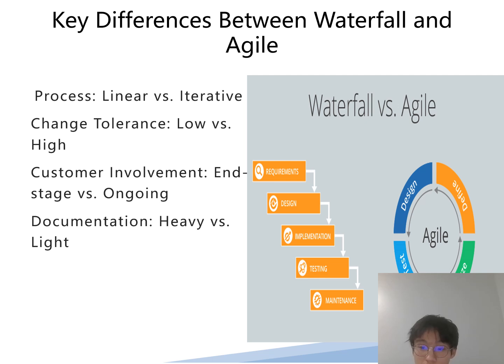Waterfall involves stakeholders mainly in the beginning, whereas Agile involves them throughout the project, leading to a higher level of customer satisfaction, but also potential shifts in project scope. Waterfall relies on heavy documentation, while Agile uses lighter documentation, focusing on communication and collaboration rather than detailed specs.